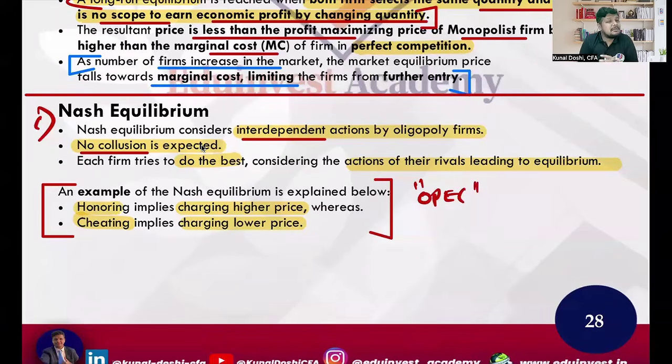But if some of the cartel members start cheating, which has been evident in the past, then they will reduce the price and sell it in the market to get the entire quantity, right? So what is Nash equilibrium?